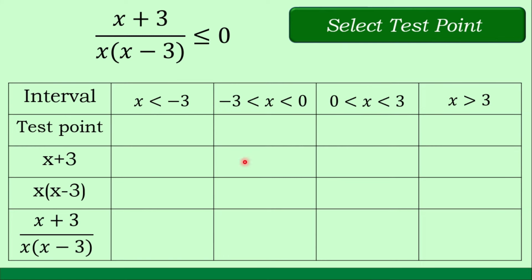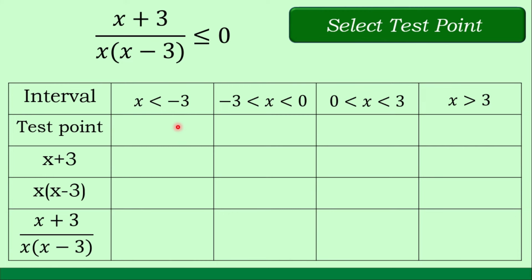Like this. So here we have our test point. We have our numerator, which is x plus 3. Our denominator, which is x times the quantity of x minus 3. We also have here our rational expression, x plus 3 over x times the quantity of x minus 3. Now, let's start with our test point for the first interval.